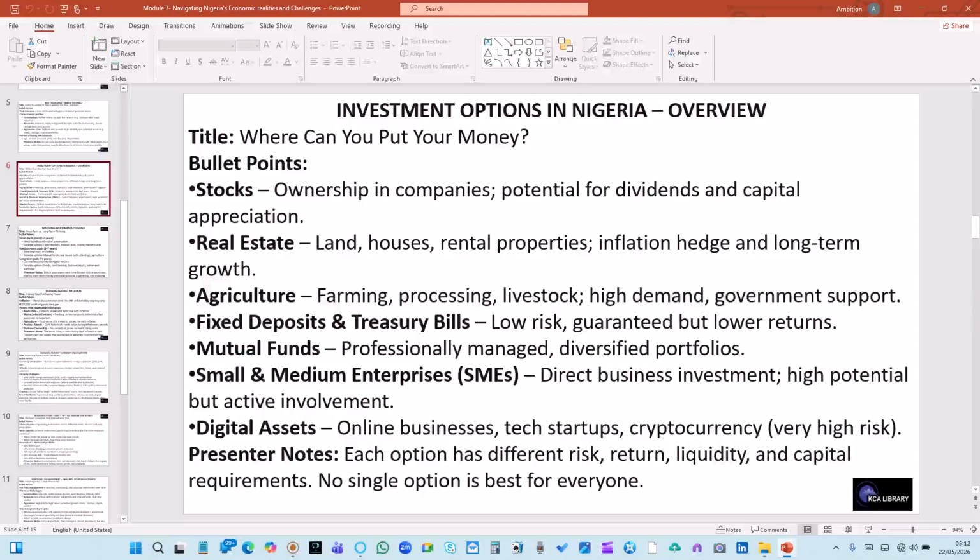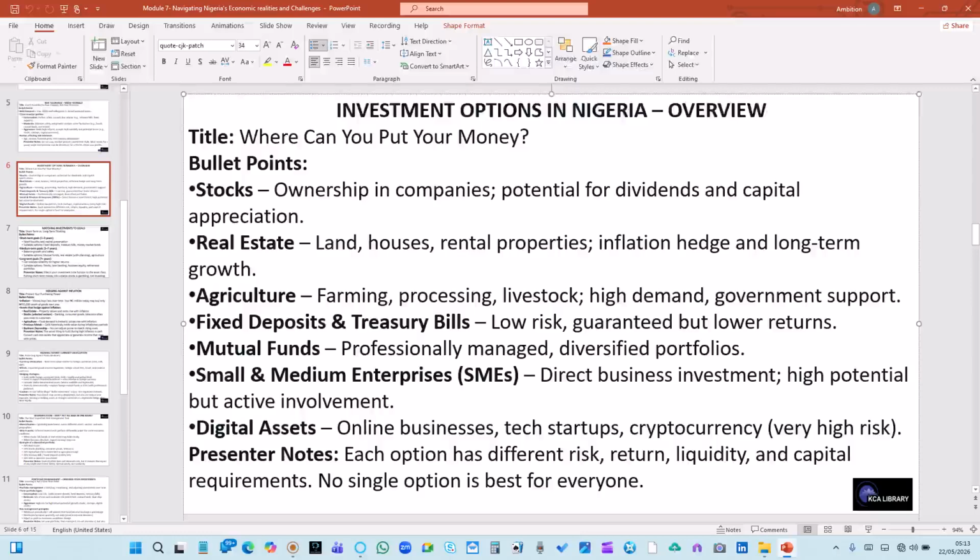And we have fixed deposit and treasury bill, which is characterized by low risk and guaranteed returns, but results in lower return. And we also have mutual fund, which is a professionally managed and diversified portfolio. Then we have small and medium enterprises where you can invest your money. That is direct business investment. It is characterized by high potential but requires active involvement. You must be actively involved in the management of the business.